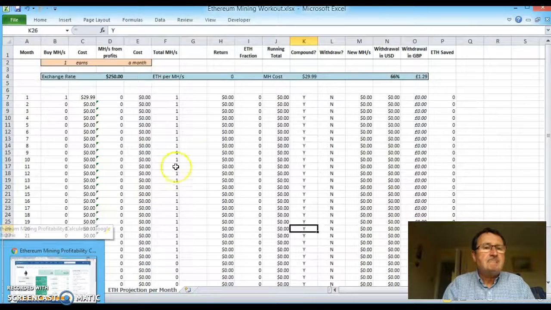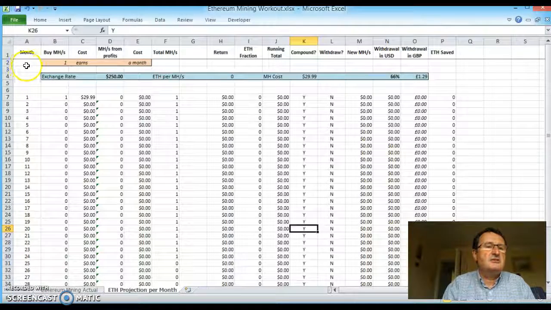So there's a couple of things we need to change or fill in first. One is in this pink bar, which basically says that if you buy one Ethereum, it'll earn X amount of Ethereum per month. So we need to fill this figure in here. This blue bar, we've got the exchange rate, and that's the current exchange rate. And then this one is an automatic calculation. It gives you the number of Ethereum per mega hash mined, which will be this figure up here. Here we've got the mega hash cost, that's per mega hash, so $29.99.